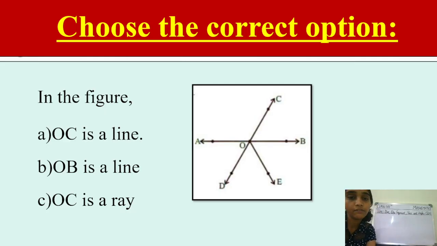Okay, so here we have a figure in which you have to choose the correct option: in this figure, what is OC? They have given OB is a line and OC is a ray. So out of these three options, which is the correct option? You can take your time and write your answers in the comment section, students. Is it A, is it B, or C? You have to look carefully at OC and OB. Two things we have to see. So what is actually this?